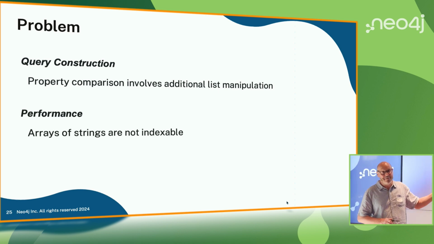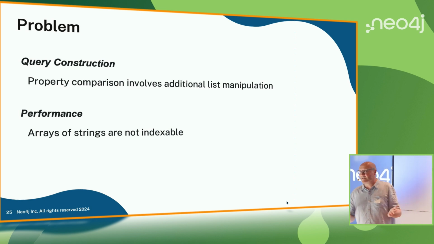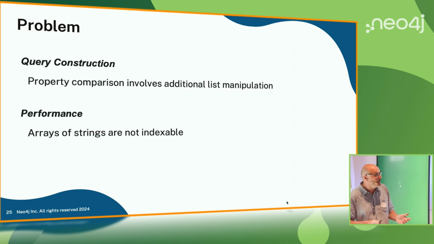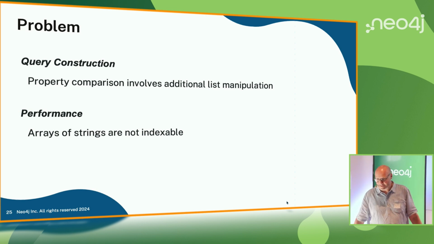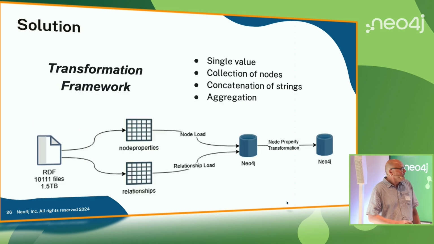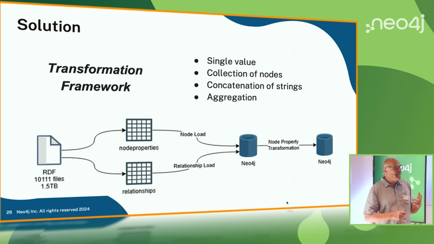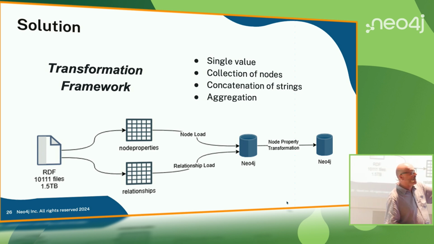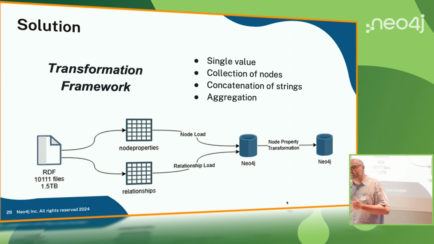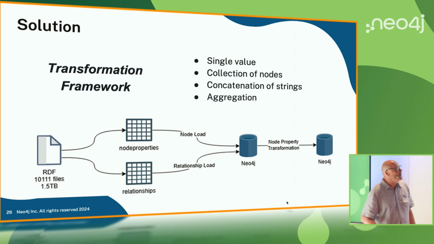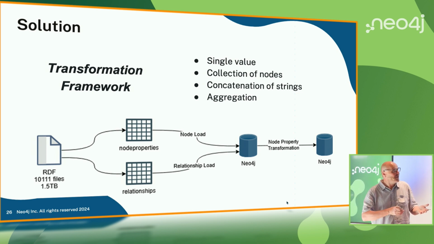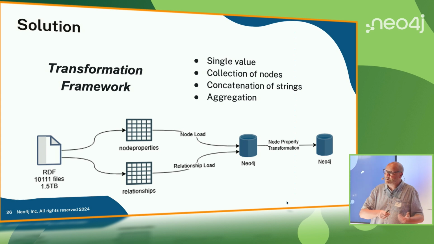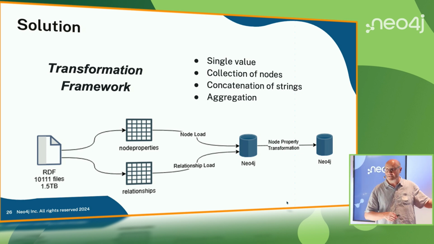And in Neo4j, arrays of strings are not indexable, so we can't include any of the indexing there. So we need to do something with those multi-valued properties. Once again, what we decided to do is build a transformation framework post our ingestion of the data into Neo4j, and transform it selectively, based on what we knew about the data, into either a collection of nodes, or a single value, or a concatenation of strings, or some sort of aggregation that we would perform on that list. So there's a lot of post-processing going on in this.